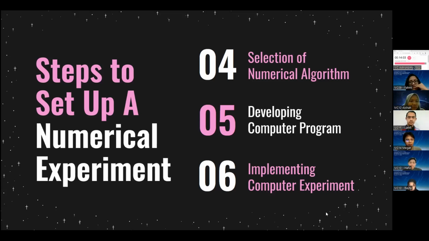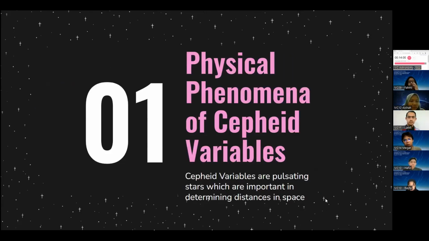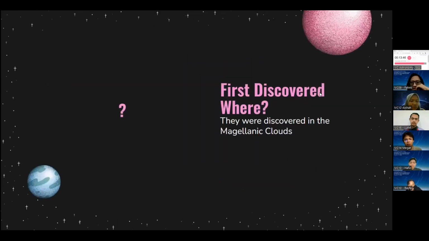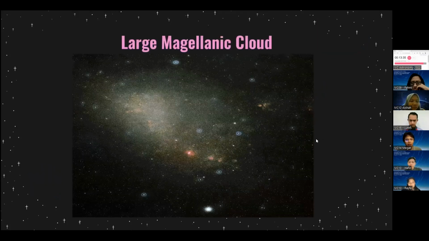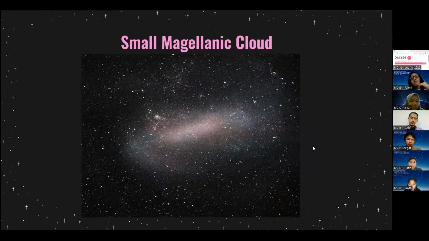Okay, next slide, please. So for my part, I will be presenting about the physical phenomena of Cepheid variable stars. So Cepheid variable stars are pulsating stars which are important in determining distances in space. Next slide, please. So you might ask, what is it and where was it first discovered? So they were first discovered in the Magellanic Clouds. Next slide, please. So the Magellanic Clouds, this is the large Magellanic Cloud. And then on the next slide, this is the small Magellanic Cloud. They're neighboring galaxies that orbit our Milky Way, which is kind of cool.